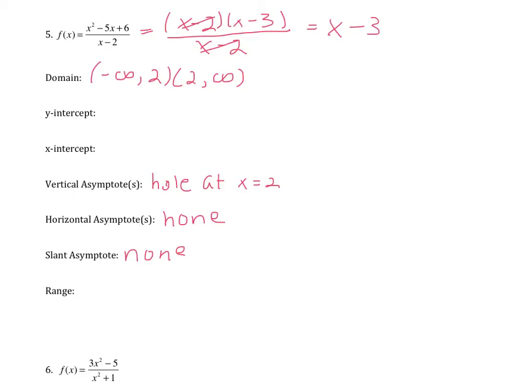To find the y-intercept, you just have to plug in 0, and we can plug 0 into x minus 3. So it'll just be a negative 3. And to find the x-intercept, we want to set the numerator equal to 0. So we'll just get an x-intercept of positive 3. So let's graph it before we figure out the range. So let's see, we'll have a y-intercept down at negative 3 and an x-intercept at positive 3.